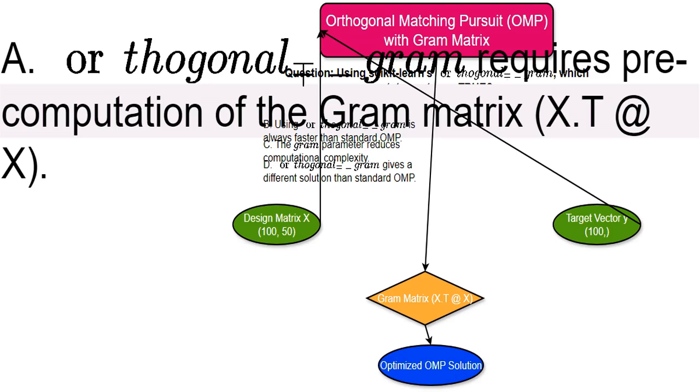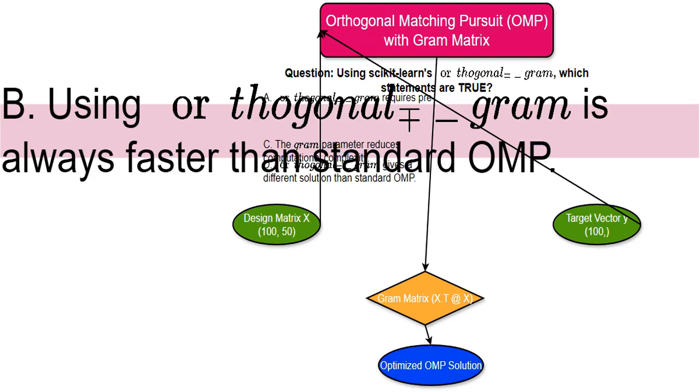orthogonal_mp_gram needs the gram matrix, X^T X, calculated beforehand. This is like doing some prep work before starting the main problem solving. It is only beneficial if the number of features, columns of X, is much smaller than the number of samples, rows of X. The fewer features there are, the smaller the gram matrix and the bigger the advantage of the pre-computation. This statement is false.